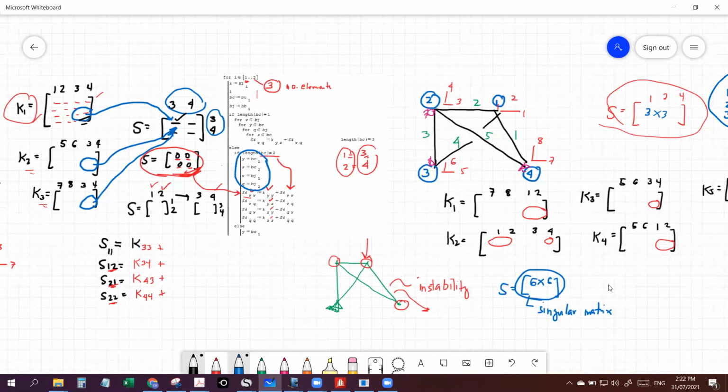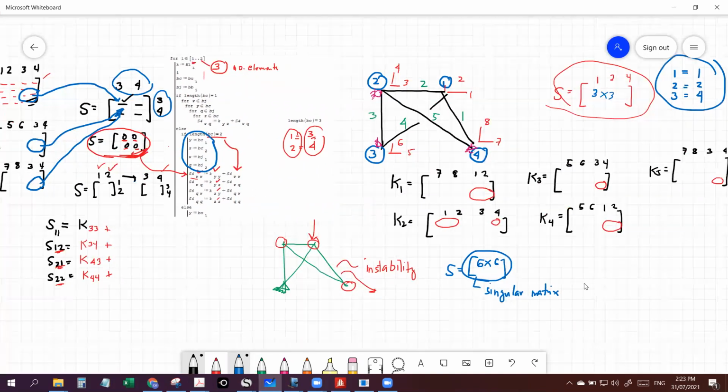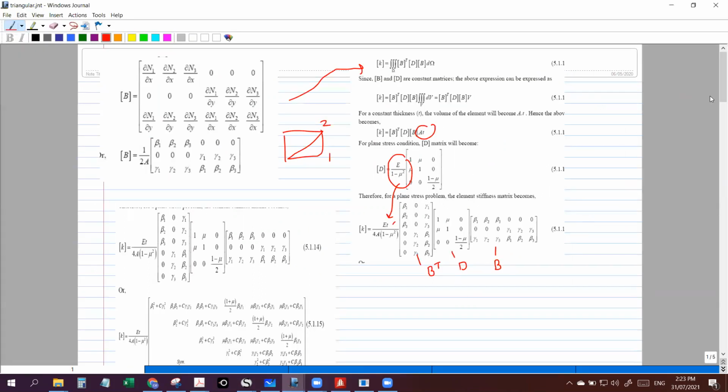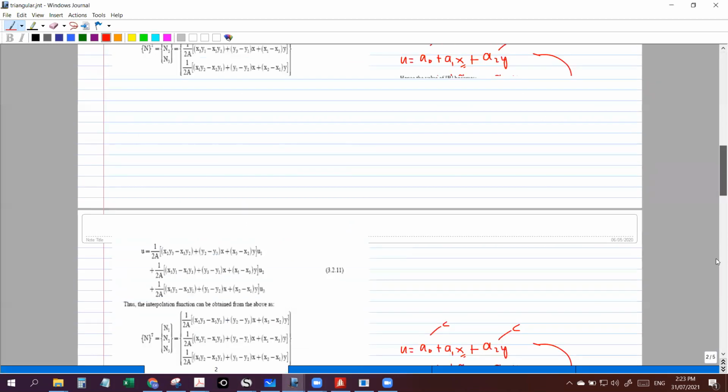Okay, next, we now proceed to the constant strain triangle. Okay, so we're now ready for a two-dimensional element. So let's start with the triangular shape.